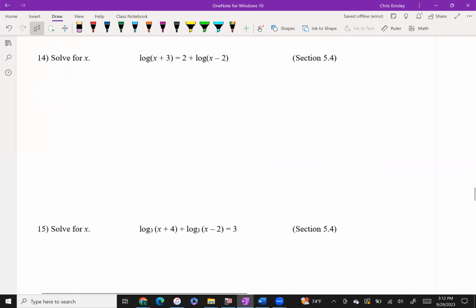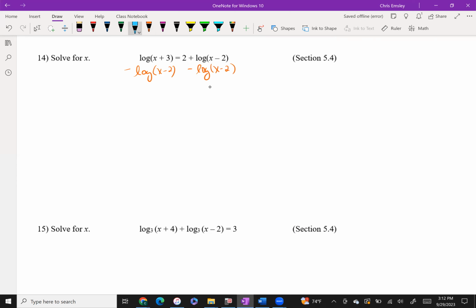Number 14, now we're talking about solving with logarithms. So we have a couple of different things to try. Basically, when we have an equation that has some terms that are logarithms and some terms that are not, our plan of approach should be to get the logs on the same side and then combine them. So that's what I'm going to do first here. I'm going to take this logarithm and move it over to the other side of the equation by subtraction.